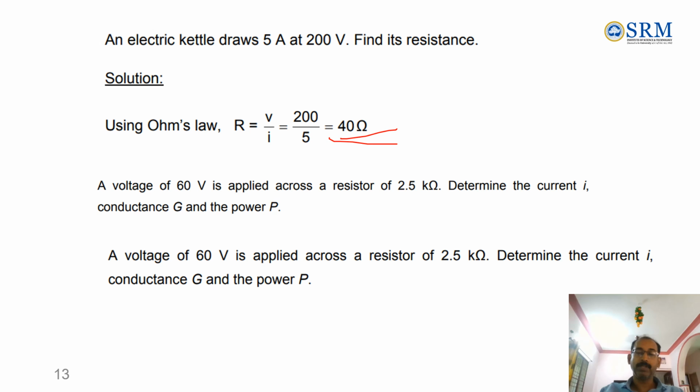A very simple problem. Using Ohm's law, V is equal to I into R, and power P is equal to V into I. Easily you can calculate those values.